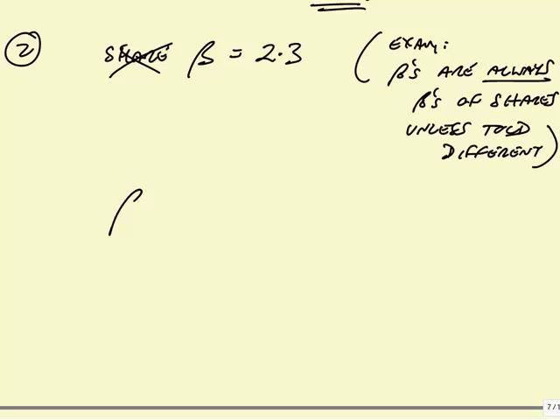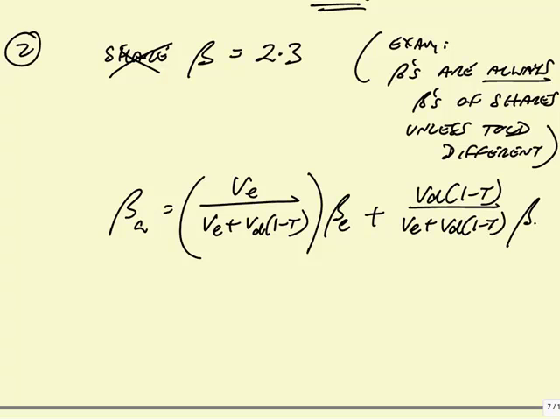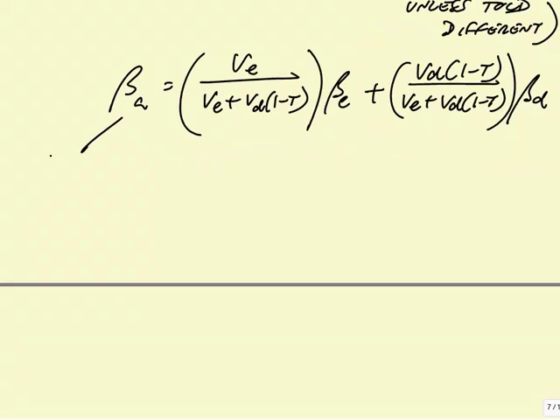And so here, you've got the last formula for the moment. If you look to your formula sheet, you've got the asset beta formula. If you remember, well, he calls it the asset beta formula. Beta A is VE over VE plus VD(1 minus T), times Beta E, plus VD(1 minus T) over VE plus VD(1 minus T), times Beta D. We had it before, I know it's a while ago.